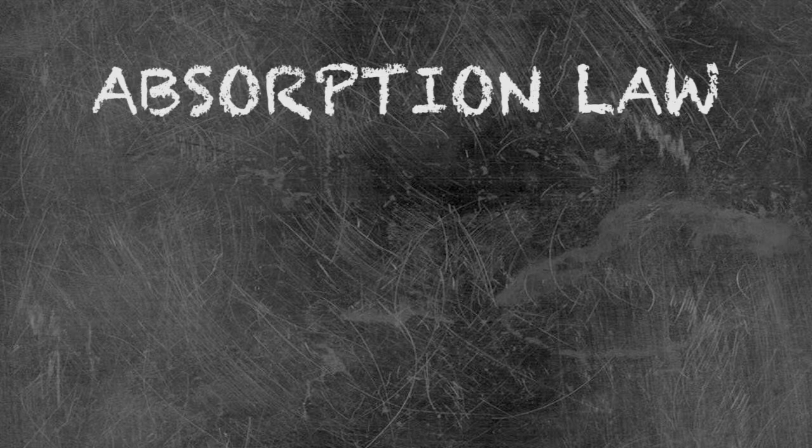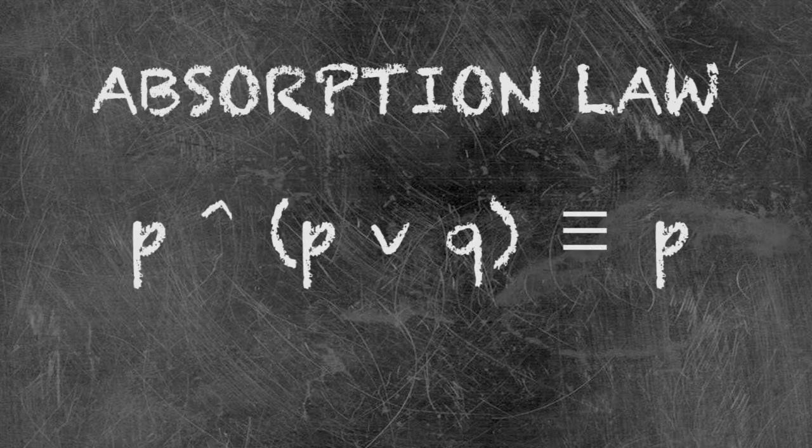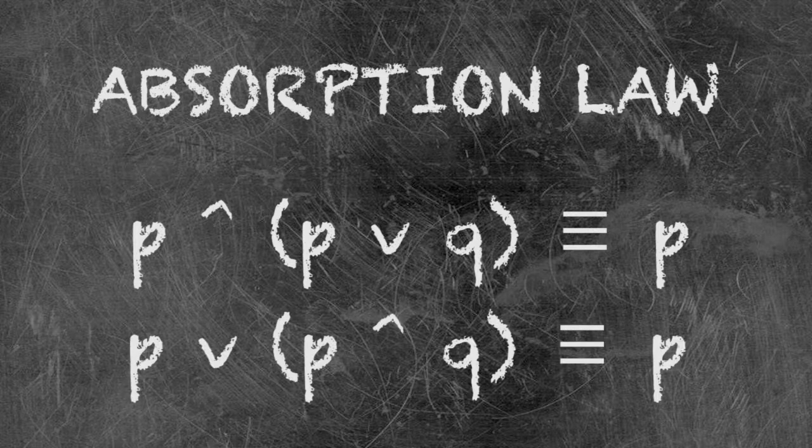The formula for this one is P and (P or Q) is equals to P, and P or (P and Q) is equals to P. The absorption law allows the removal of the unneeded variables in the equation.